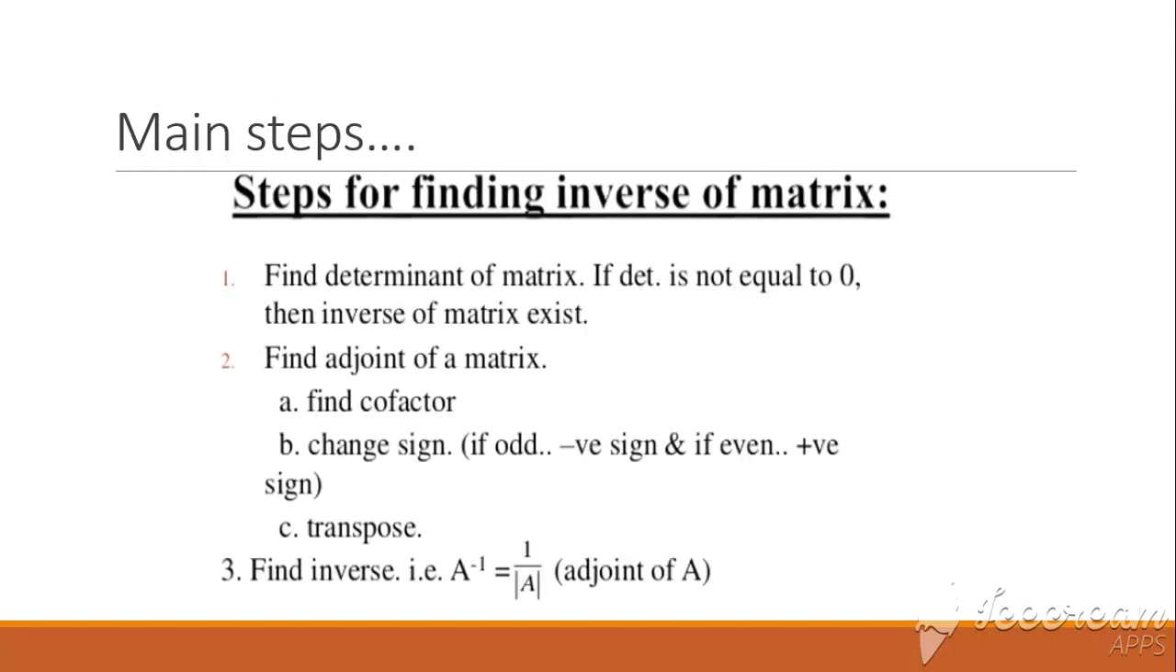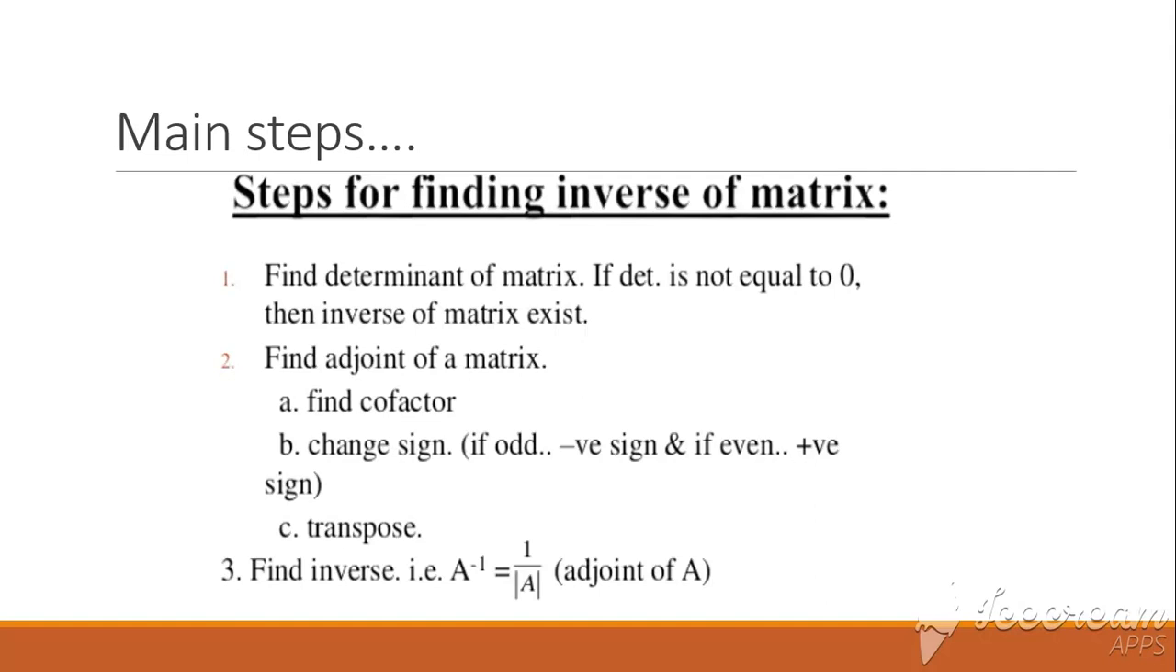So the main steps we can explain as follows. First of all, we have to find the determinant. If it is not equal to zero, then we have an answer, but if it is equal to zero, then there is no answer. Then we find the adjoint of the matrix. It has three sub steps actually. First you find the cofactor, then change the sign, then you find the transpose. Those are the three sub steps. Then the last one is to find the inverse. You have to multiply the reciprocal of the determinant into the adjoint of the matrix.